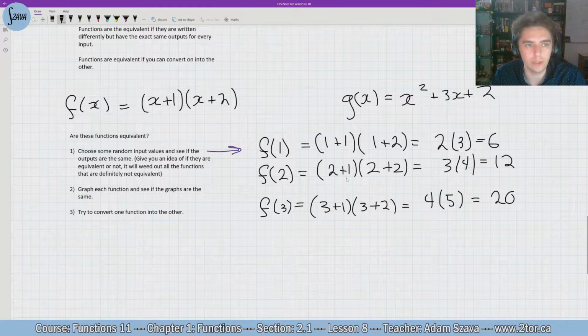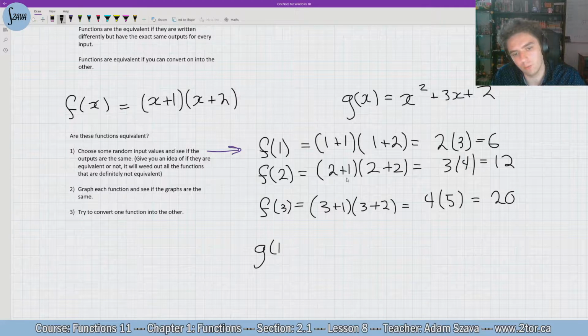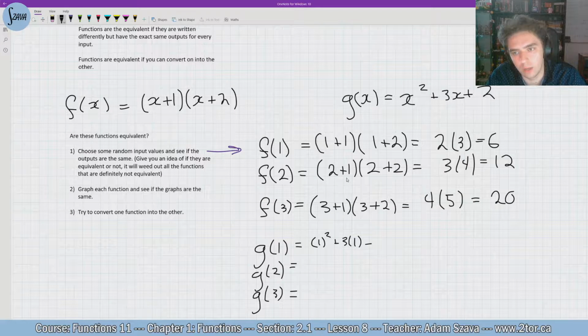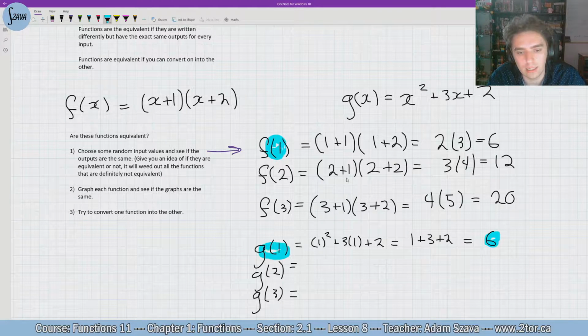Let's compare now with g of x, right? So g of 1, g of 2, g of 3. And we're going to see if these outputs are the same as our function f. So let's start. G of 1 is going to be 1 squared plus 3 times 1 plus 2, right? So that's 1 plus 3 plus 2, which is 6. So far, if we input 1 into either function, we get an output of 6 from either function.